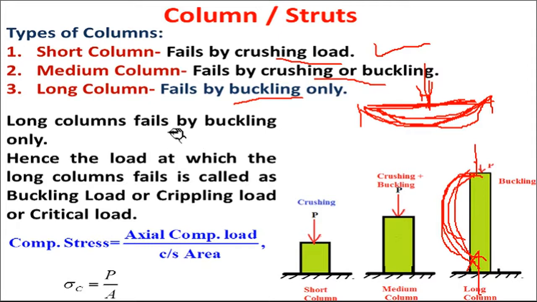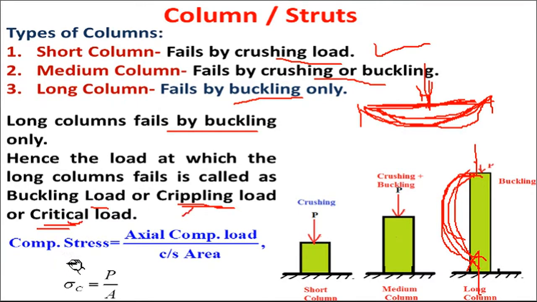A long column fails by buckling only, and the load at which the long column fails is called the buckling load. That buckling load is also called the crippling load. Crippling load is also called critical load, or critical load is also called Euler's load. All these four names are the same: buckling load, crippling load, critical load. Critical means the maximum load the column can carry. If you increase the load, that column will fail. Such loads are called critical load, crippling load, or buckling load.